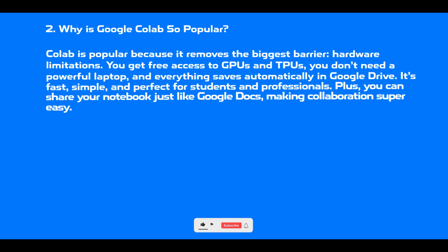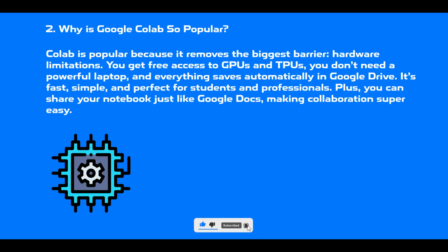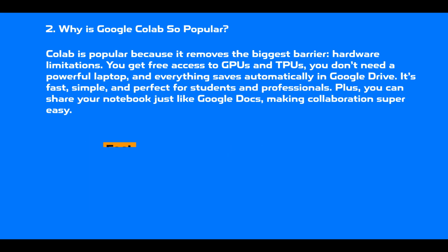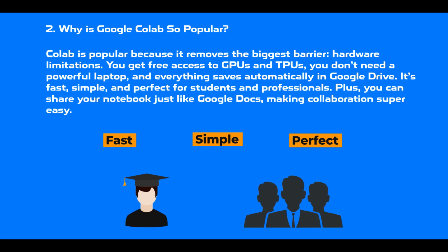2. Why is Google Colab so popular? Colab is popular because it removes the biggest barrier, hardware limitations. You get free access to GPUs and TPUs, you don't need a powerful laptop, and everything saves automatically in Google Drive. It's fast, simple, and perfect for students and professionals. Plus, you can share your notebook just like Google Docs, making collaboration super easy.